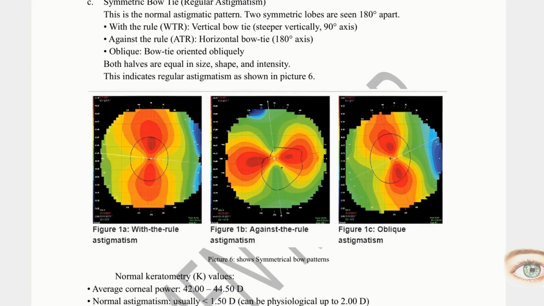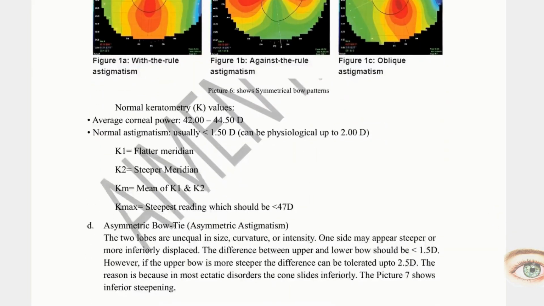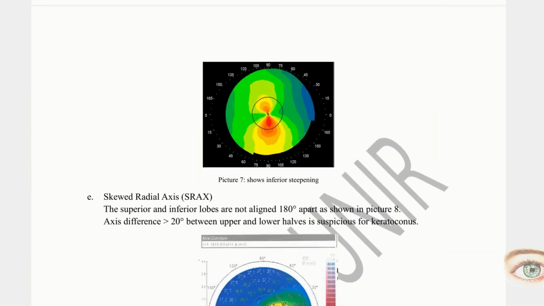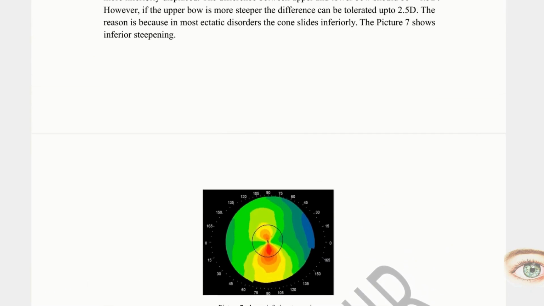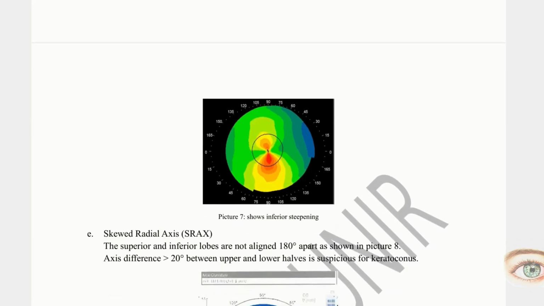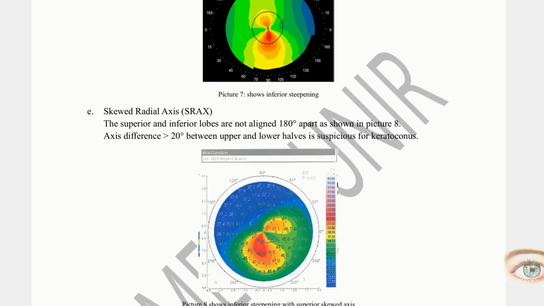It lies somewhere close to 90 degrees. Now, what is right over here? This is a bow pattern which is asymmetrical, which means that the inferior bow is quite a lot steeper than the superior one, right? So this is actually a red signal that there might be something going on in the cornea, and you have to look for other readings as well.